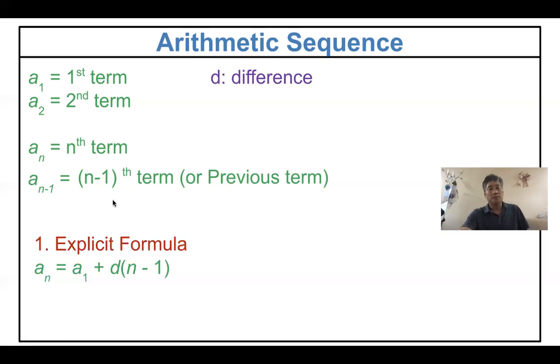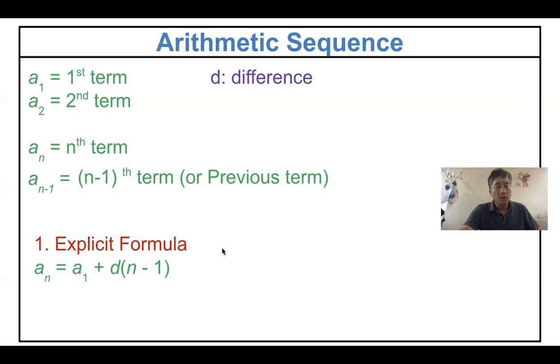And we have two different kinds of formulas. The first one is the explicit formula, and the second one is the recursive formula. The explicit formula is like a general formula. And then I'll explain about the recursive formula later.